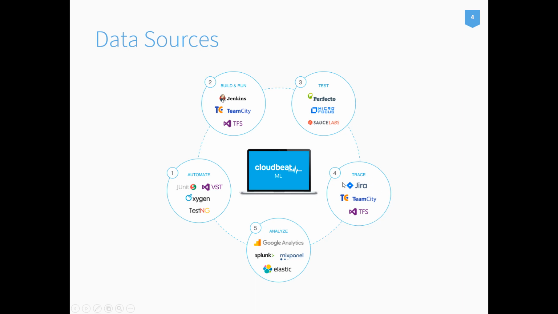Then provide traceability of how the results of the automation were working through any traceability tool. And finally, providing analysis through tools like Google Analytics or Splunk or any other analysis tools or logging tools.